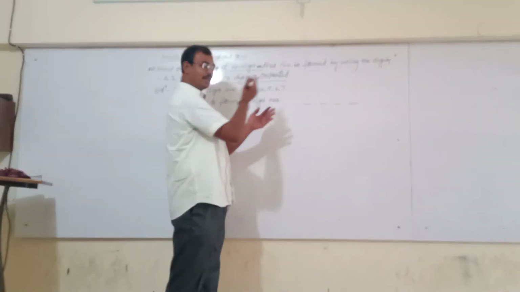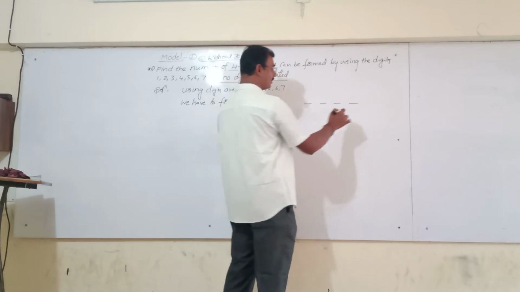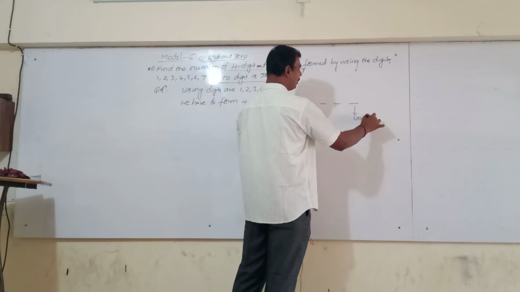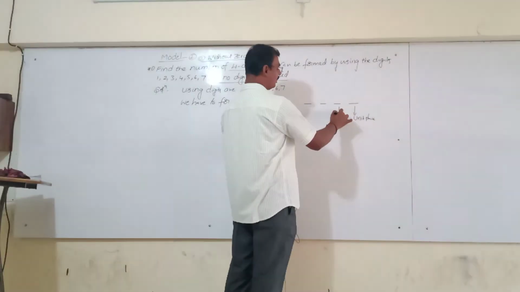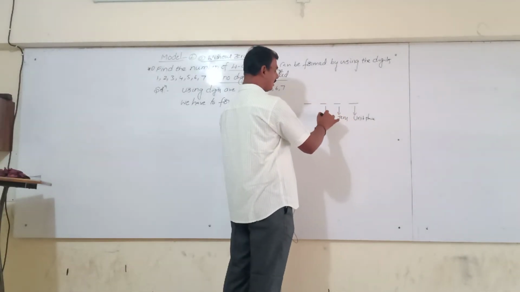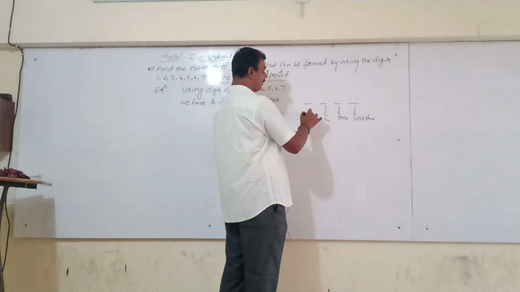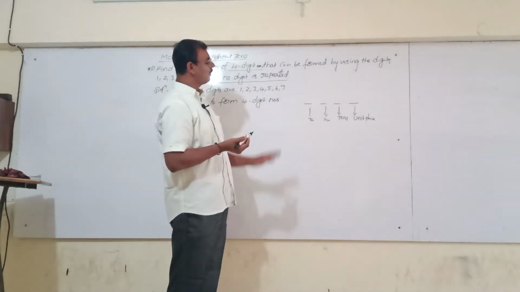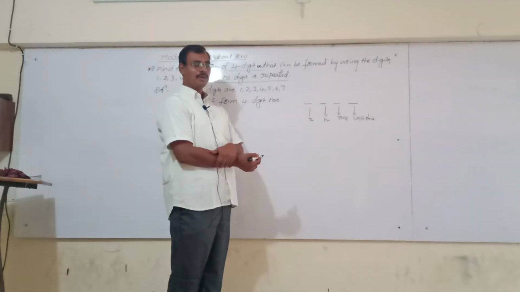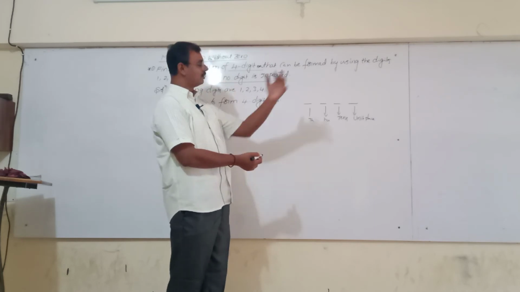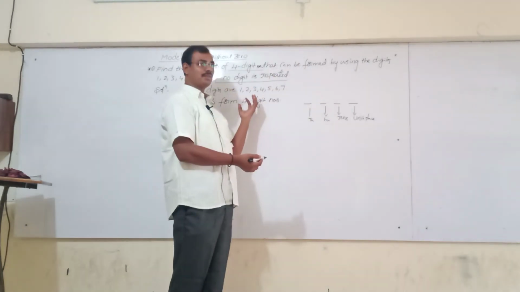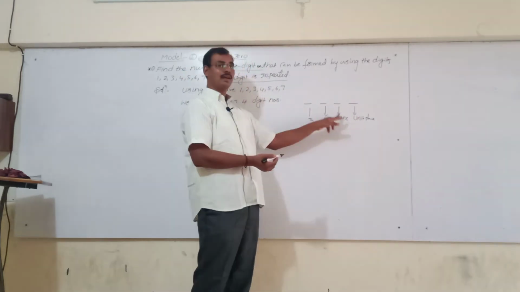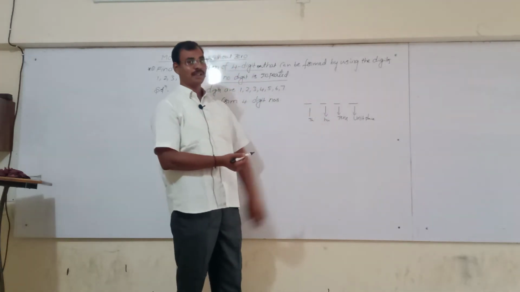How to read from right to left? Reading from right to left, this is called the unit place, the tens place, the hundreds place, the thousands place, next the 10,000 place. This is how we read them. Reading is also very, very important. So remember all of you: right to left we use unit place, tens place, hundreds place, thousands place like this.